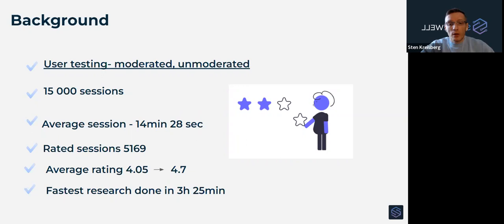In our database, we have always measured the fastest and the longest research, because we need to understand the story behind that. At the moment, the fastest research was finished in 3 hours and 25 seconds from the moment it was launched. So we understand what the key is to a successful and fast launch, and also to the results.